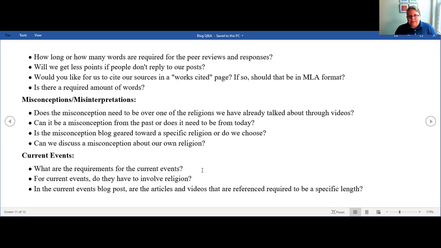So politics and religion function in the same way. And in those cases, then, it doesn't have to explicitly say this is about religion, but your discussion of the current event should talk about that. So if it's something where people are talking about, this is my freedom to believe this, but it's really political, then you might tie in religion and talk about how that plays a role. Are the articles and videos that are referenced required to be a specific length? There's no specific length requirements for those, just a specific length requirement for how much you write about it.